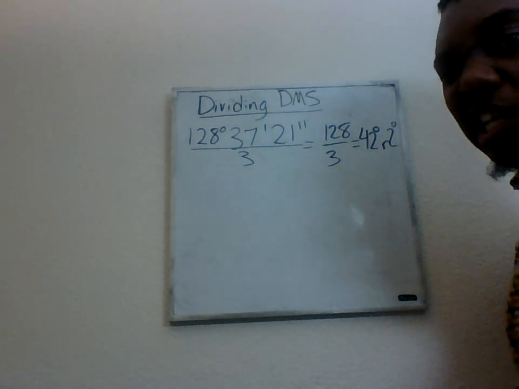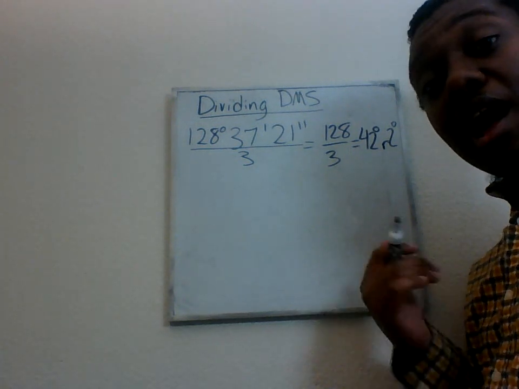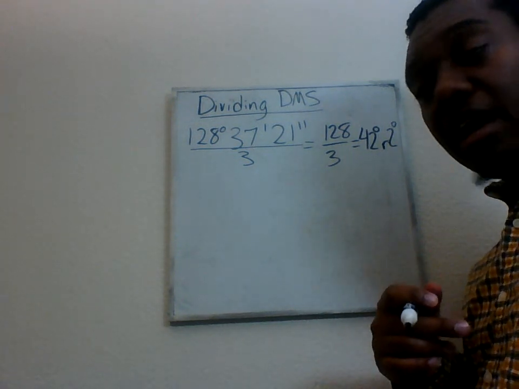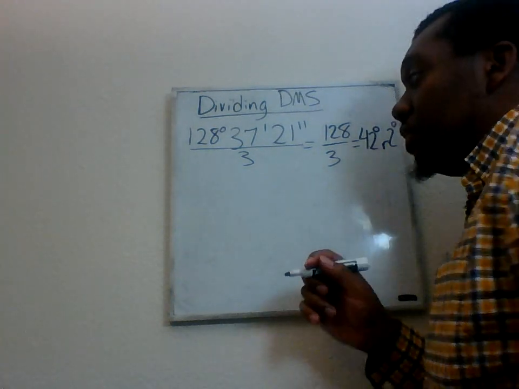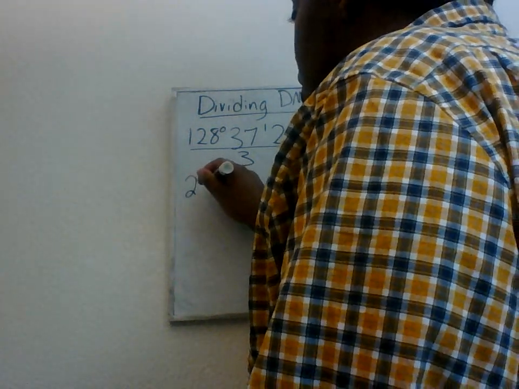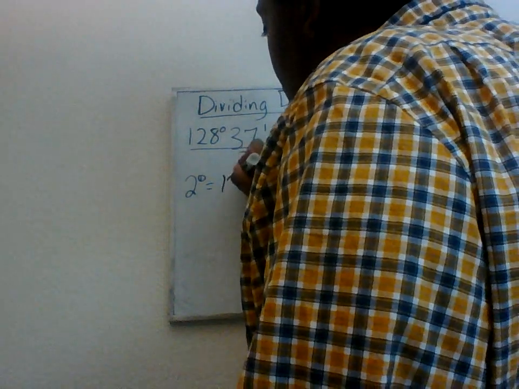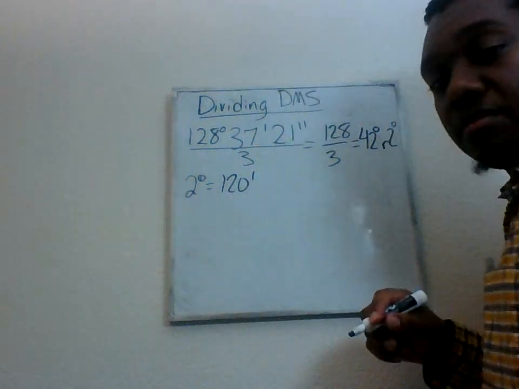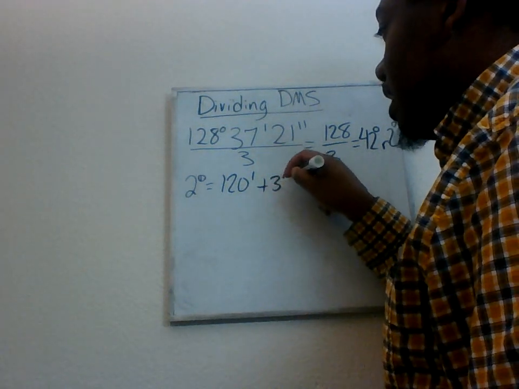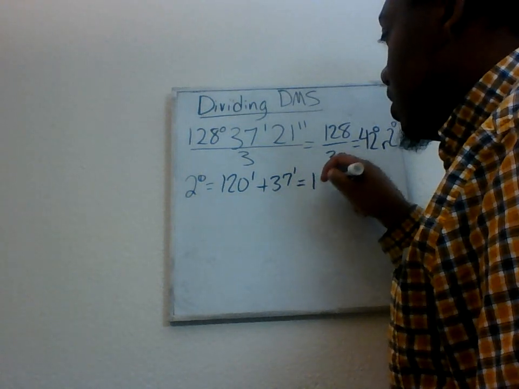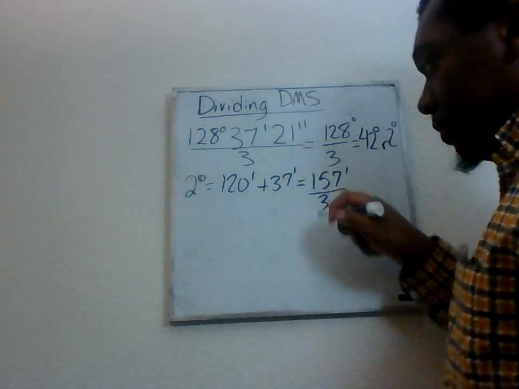Well, we can't do the 2 degrees divided by 3, but what can I do with those 2 degrees? I can change them to minutes and then divide that by 3. So if we change the 2 degrees to minutes, 2 degrees is actually equal to 120 minutes. So how many minutes do we actually have in total? Plus the 37 will give us 157 minutes that we are dividing by 3.